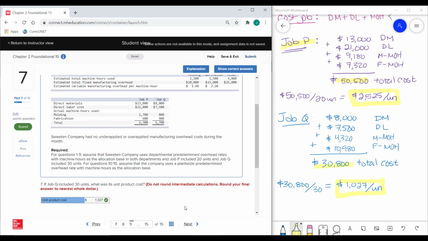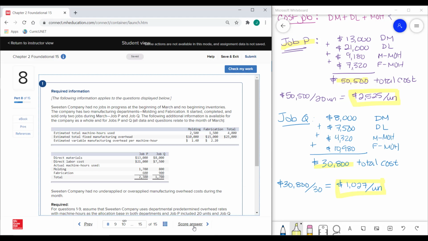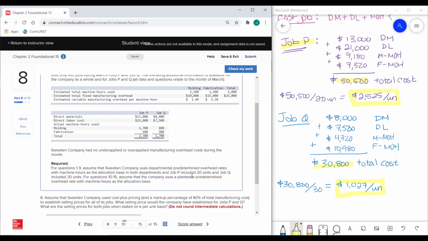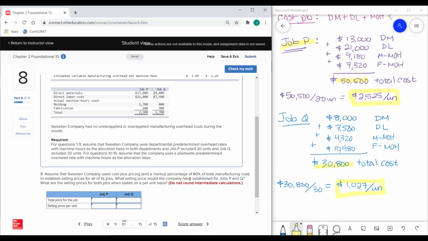And I also encourage you, you can pause this video at any time and rewind as necessary. So don't hesitate to do that. Okay, on to question number 8. Number 8 asks us the following. Assume that Sweeten Company uses cost plus pricing and a markup percentage of 80% of total manufacturing cost to establish selling prices for all of its jobs. What selling price would the company have established for jobs P and Q? What are the selling prices for both jobs when stated on a per unit basis?